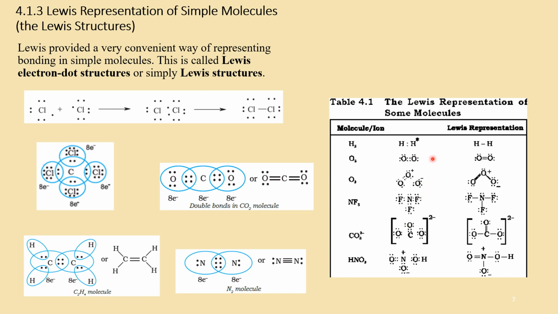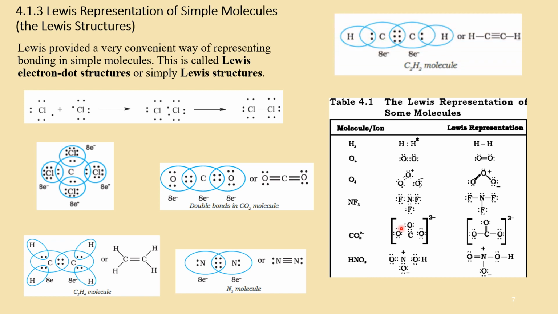Lewis representation of some other molecules like hydrogen, oxygen, ozone, NF3, CO3 minus, HNO3 are also shown on the screen. Please pause and practice, note down and practice. In the case of C2H2 molecules also, it is shown here that triple bonds are shown.